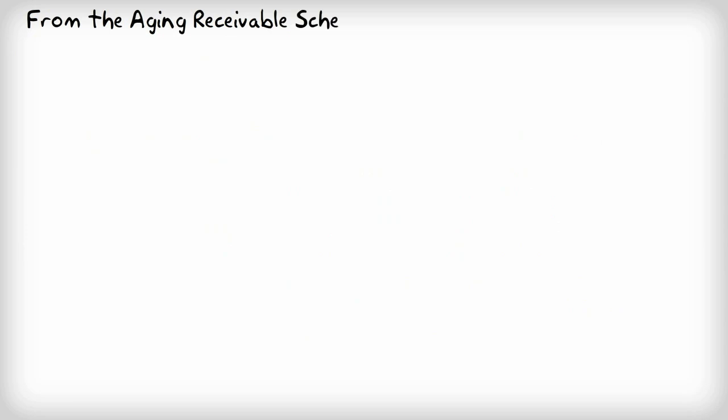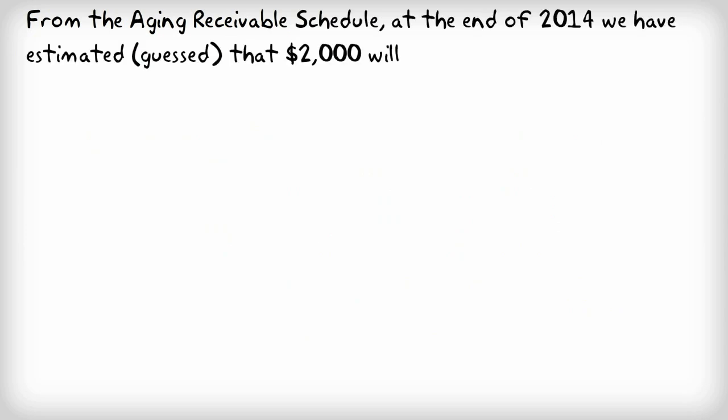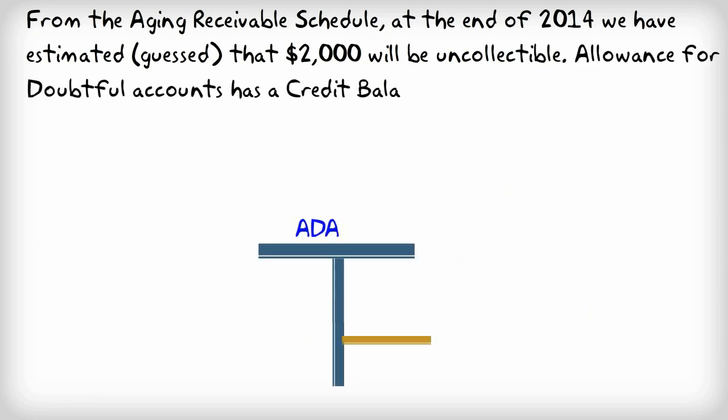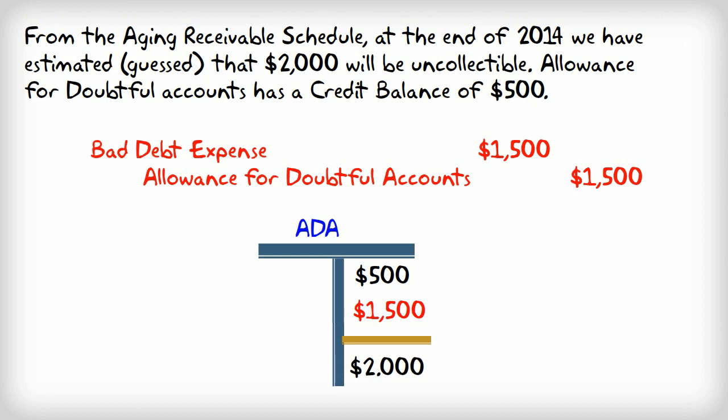From the aging receivable schedule, at the end of 2014, we have estimated that $2,000 will be uncollectible. Before we make the journal entry, we know that we are estimating the balance of the allowance for doubtful accounts, since we are concentrating on the balance sheet. Since allowance for doubtful accounts already has a balance of $500, the journal entry should be like this.